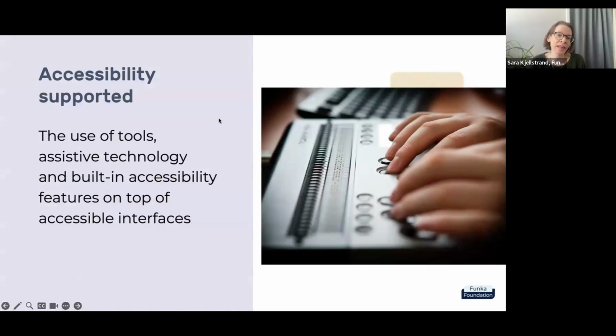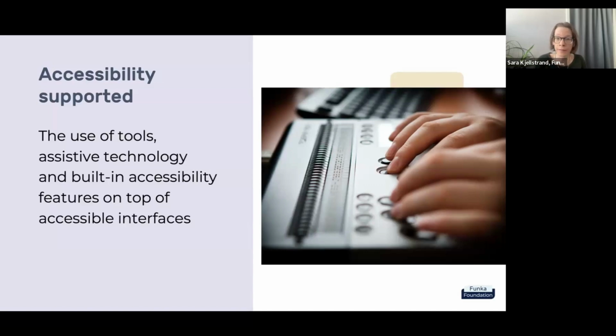Today's topic is accessibility supported, and I need to speak slowly because I know that there are lots of S's in all these long words, so it's easy to stumble on them. But what is accessibility supported all about? It's actually the use of tools like assistive technology, but also built-in accessibility features on top of accessible interfaces. So what web accessibility standards do is that they have a basic hygienic factors check that all the websites and interfaces are accessible to as many people as possible.